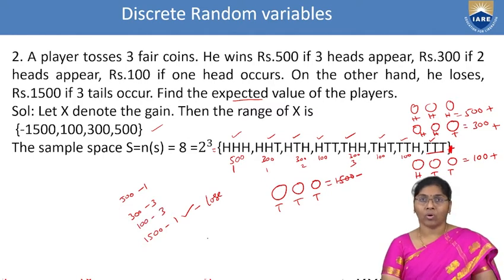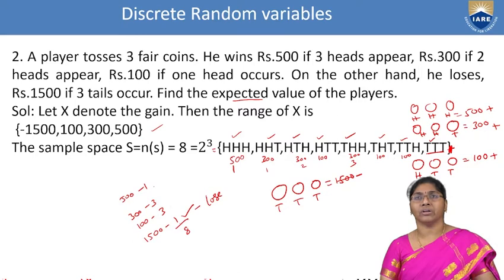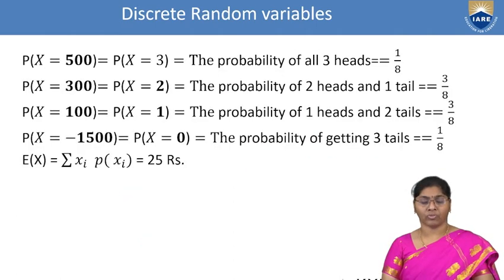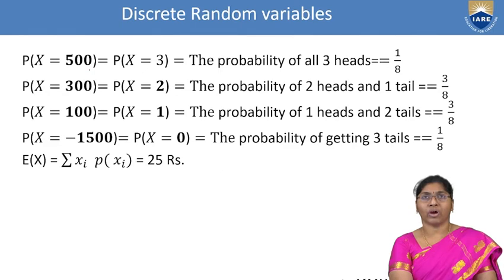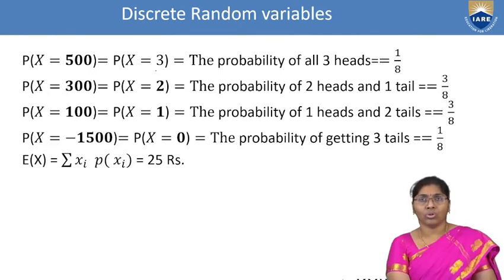Total: 1 plus 3 is 4, 4 plus 3 is 7, 7 plus 1 is 8. Total 8 occurrences completed. This is the total data we are arranging completely. Now the problem: first, P of X equal to 500. Then 3 are heads, the probability that all are heads, that is 1 by 8.